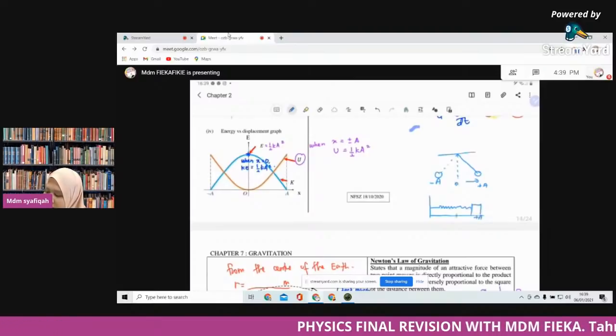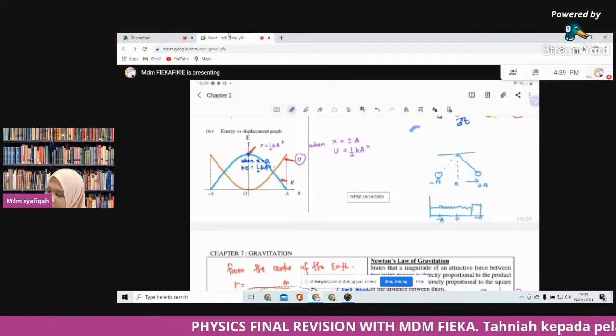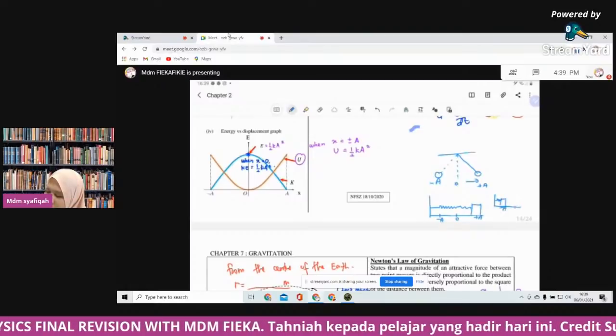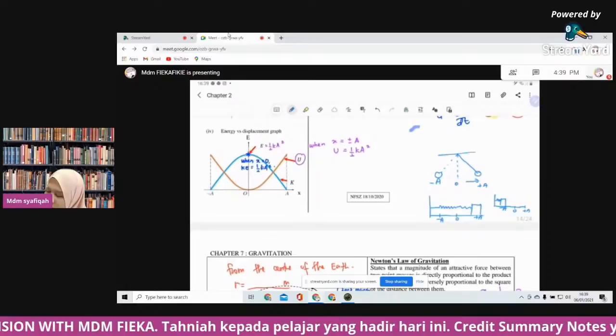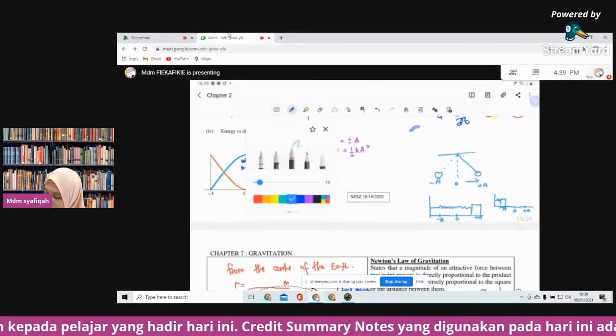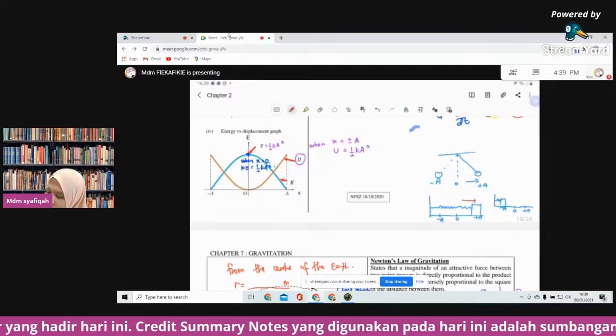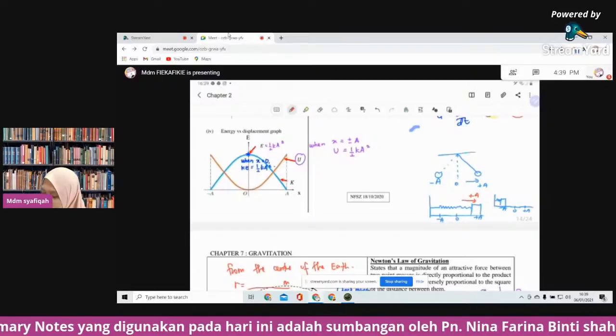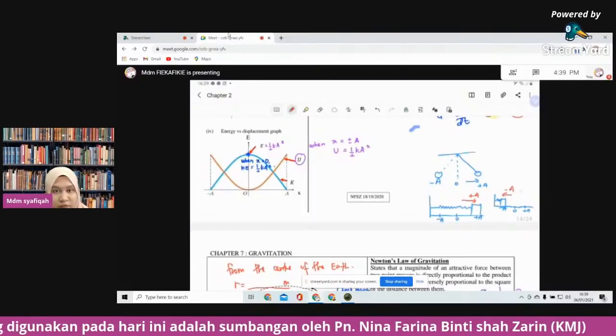Same goes to spring. Positif A, kosong. Okay, kalau you compress, macam tu. So, this one is positive A. You tarik to the right, so the maximum displacement is positive and this one is negative.